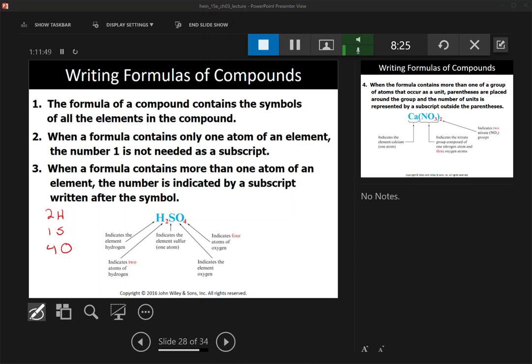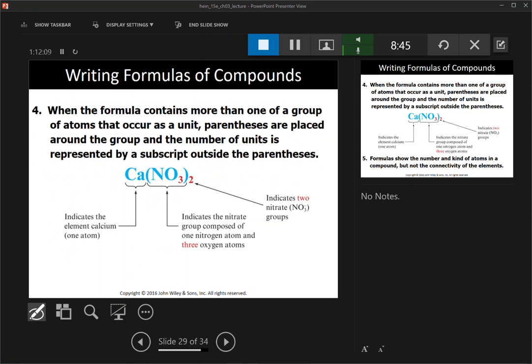The other thing to pay attention to here is that these subscripts have to be whole numbers. They can't be fractions. And the subscripts also have to be the smallest whole number. Now let's look at different ways that the formula can be written.